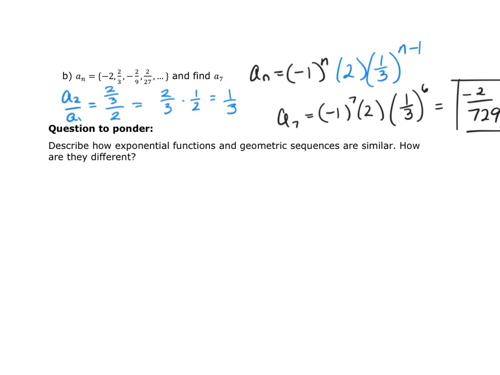And I'm going to let you think about this one. How are exponential functions and geometric sequences similar? How are they different? And that's it. That's for this video.